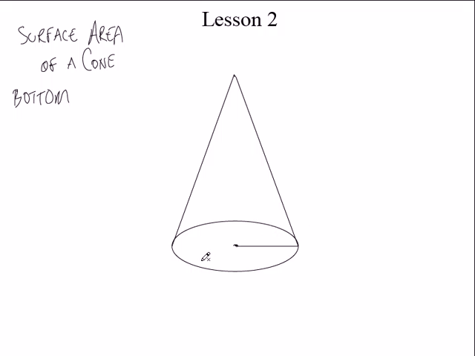This is not the same thing because it slants up like this, so we can't use this. Here is the lateral surface area of a cone. All right, I'm going to write LSA. We okay with that now? So the lateral surface area.